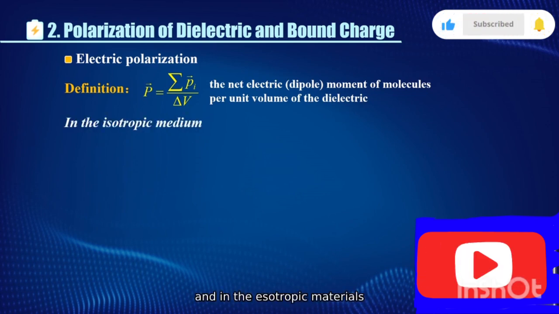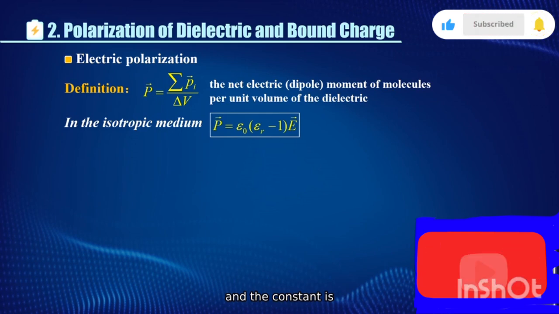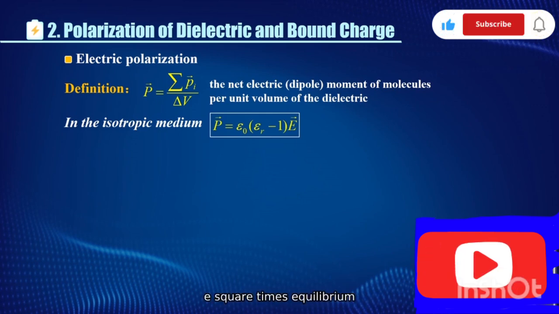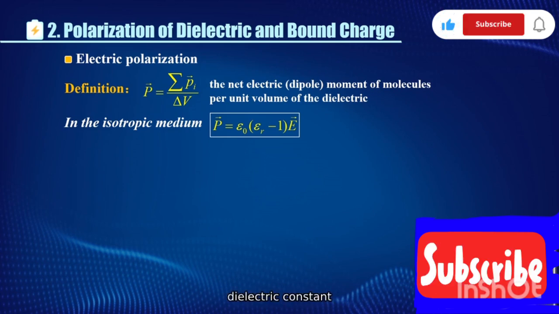And in isotropic materials, we have the relation like this: P is proportional to E, and the constant is epsilon 0 times epsilon r minus 1. Epsilon r is the relative dielectric constant.